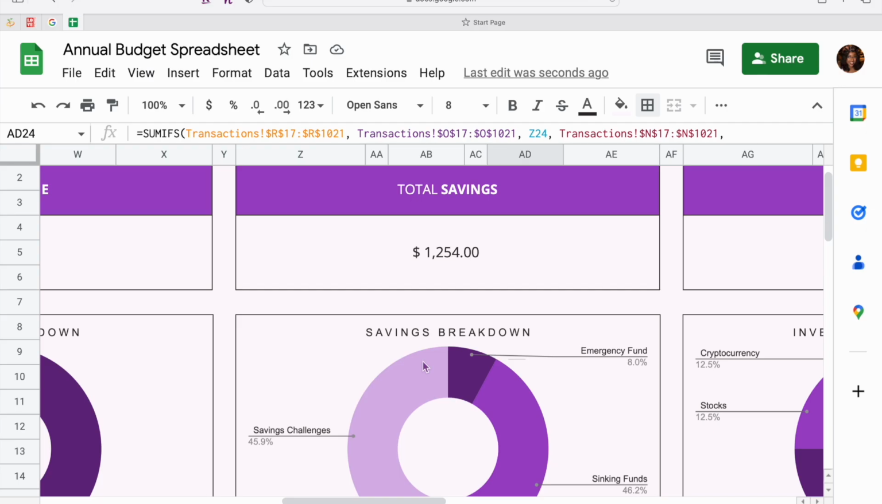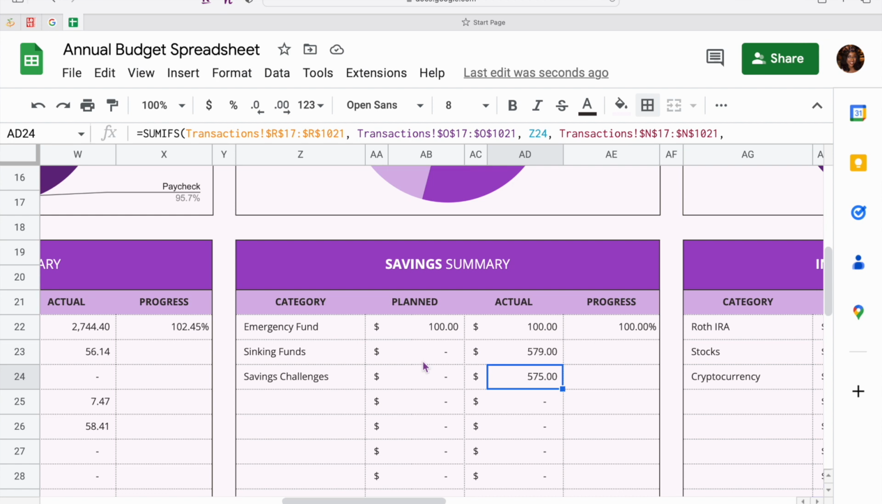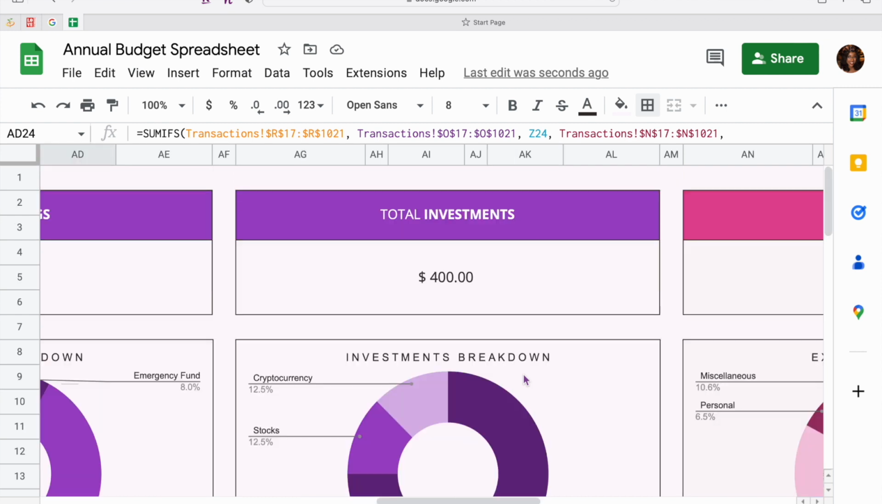All right, so going back over to my monthly dashboard, my total savings was $1,254 for the month of February, and I'm super proud of myself for being able to save so much. And if we scroll down, we'll be able to see the savings summary here. $100 of that went to my emergency fund, $579 went to my sinking funds, and $575 went to my savings challenges. My total investments for the month of February were $400.